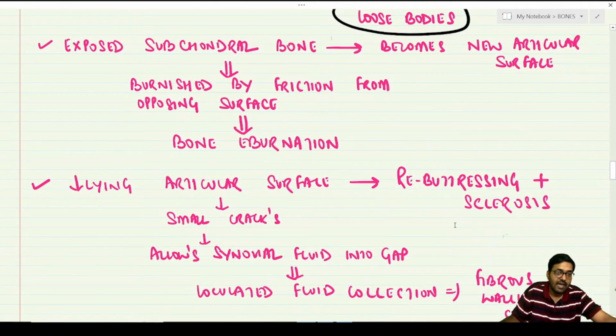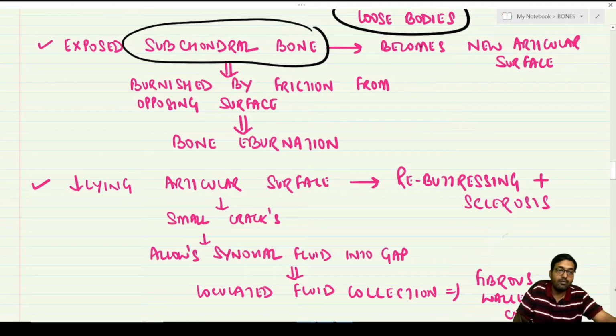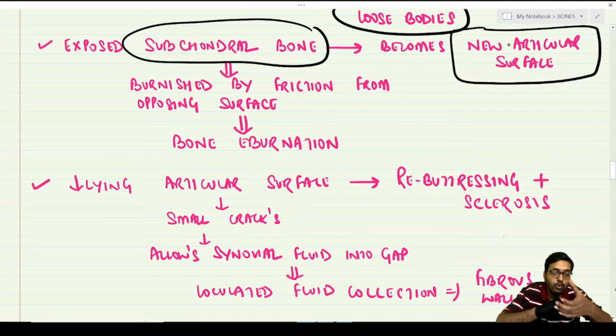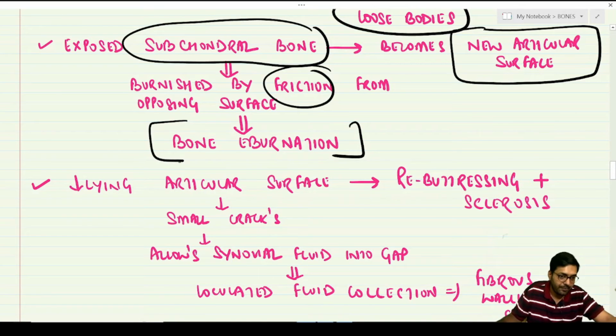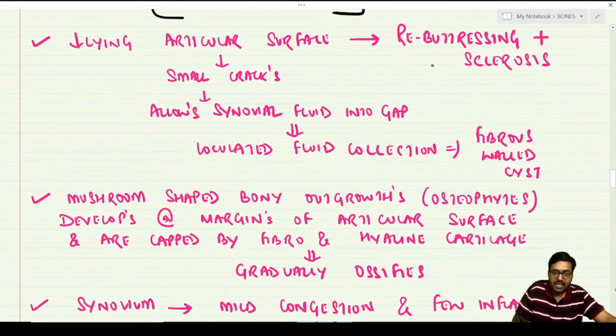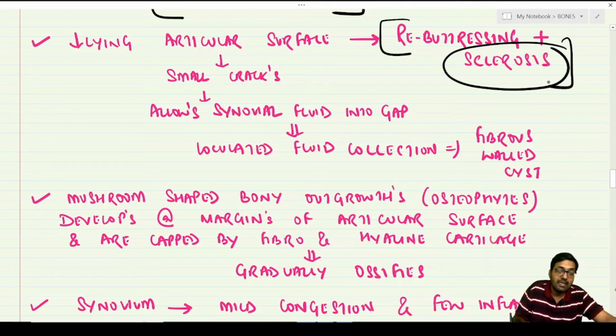Then because of this process, as I told you, the entire articular cartilage is getting destroyed and coming off. So the underlying bone, the subchondral bone, is getting exposed. And now that is becoming the new articular surface that is going to form friction with the opposing articular surface, and it will become burnished by friction from the opposing surface, leading to what is called bone eburnation. Now the underlying bone will undergo what is called rebuttressing, and because of constant damage, there will be sclerosis that appears as whitishness in the X-rays.